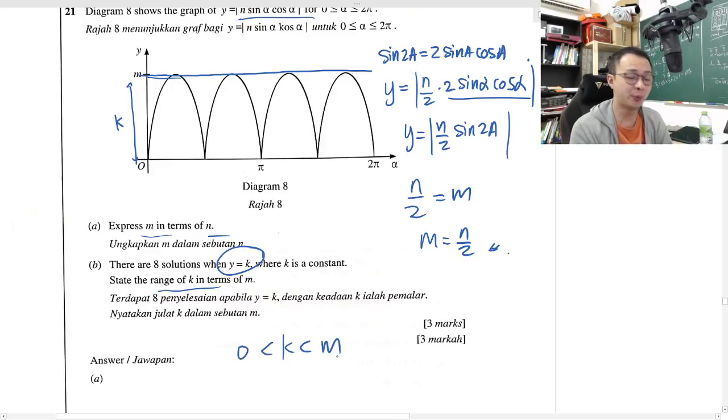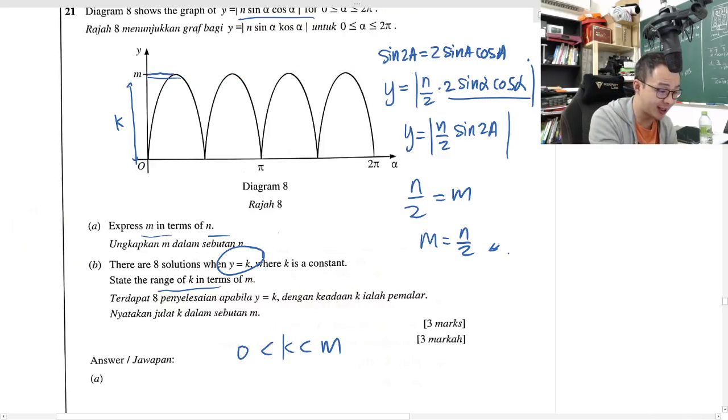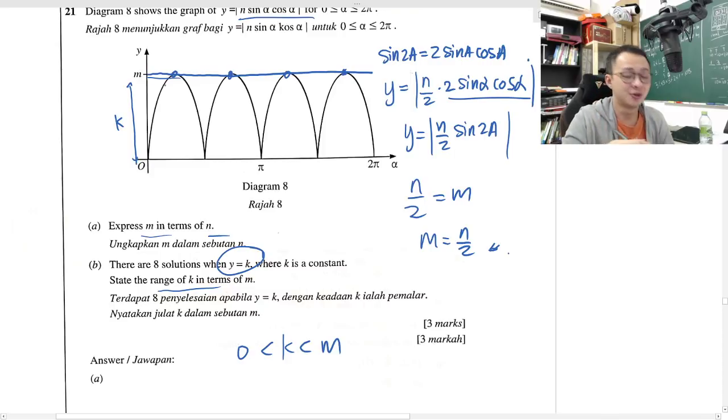Why I cannot put the equal sign here? Because when k is equal to m already, you can see at the m here, they only touch 4 points, isn't it? 1, 2, 3, 4. It doesn't touch 8 points. So therefore, I cannot include the m sign over there.